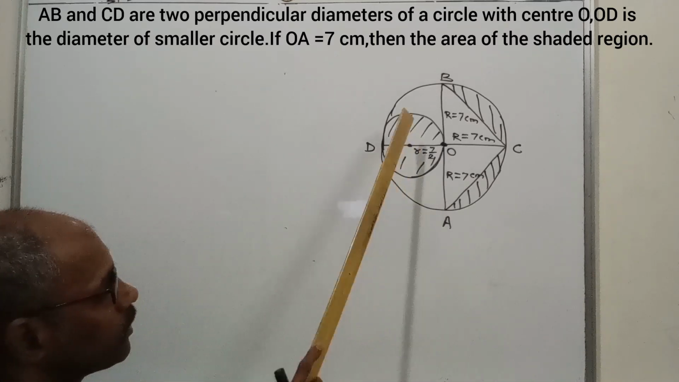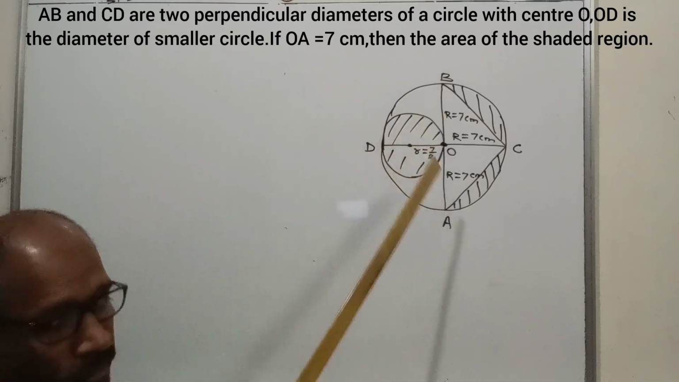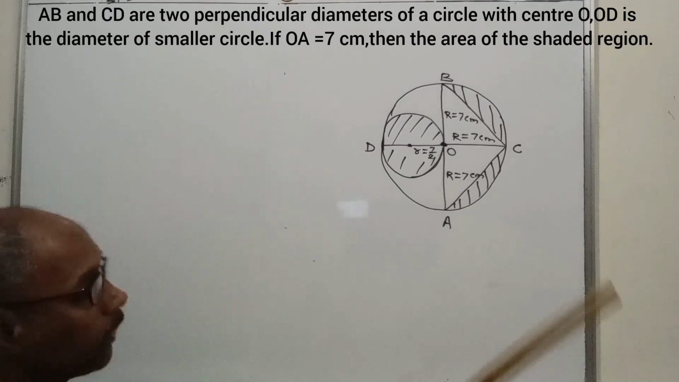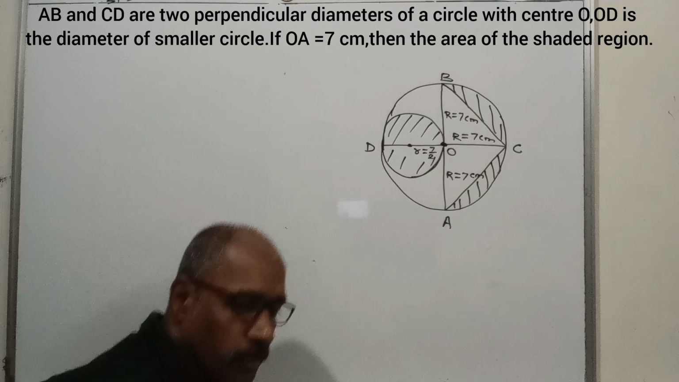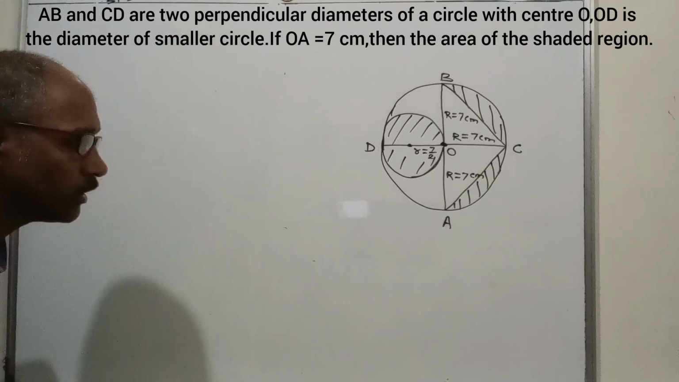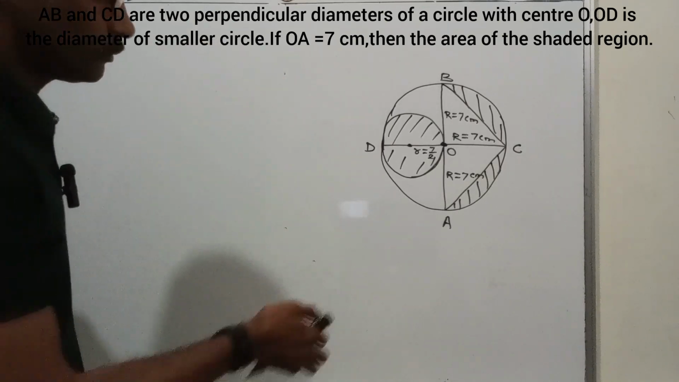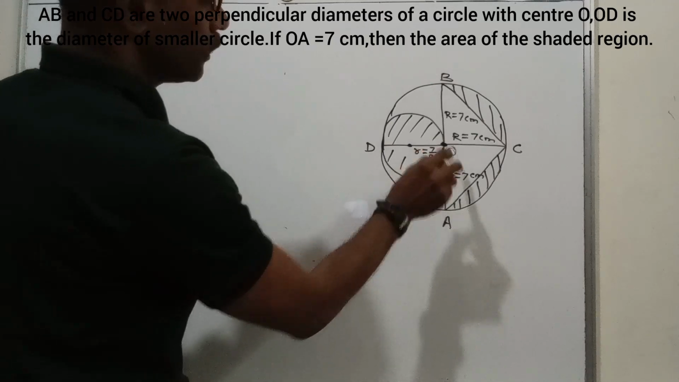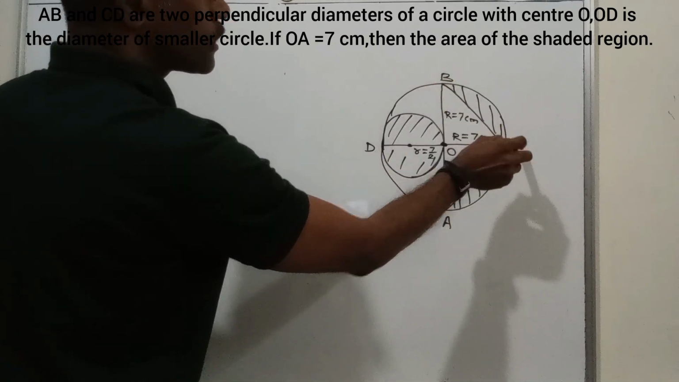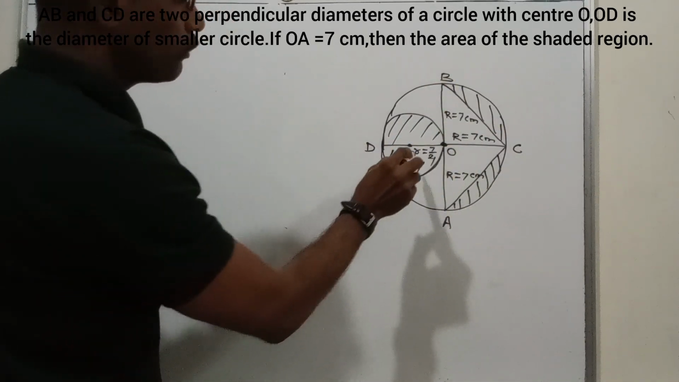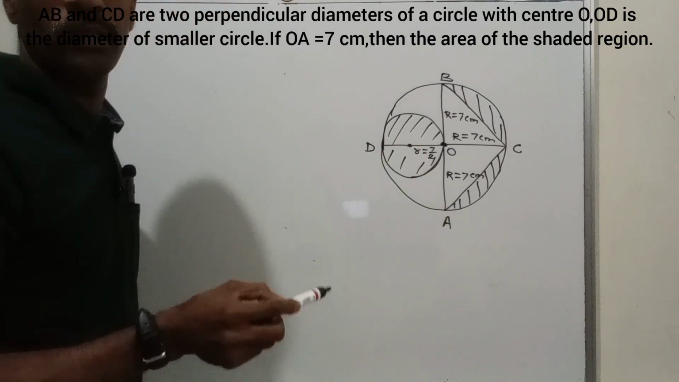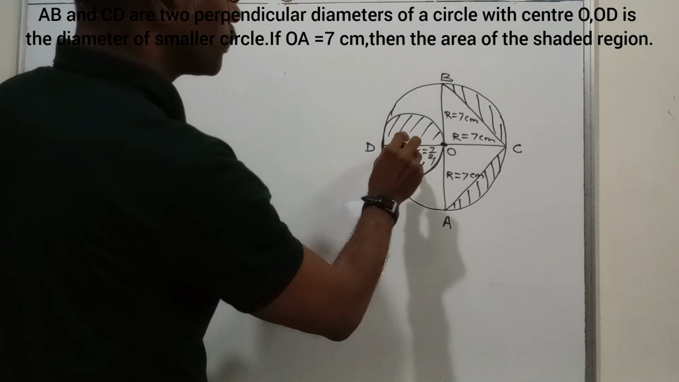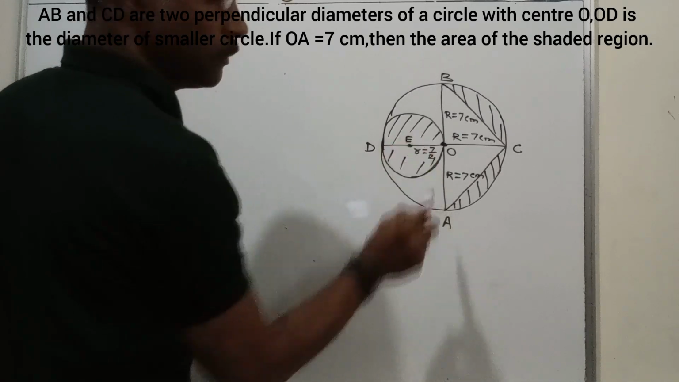Finding the area of the shaded region means this smaller circle is also shaded, and this part and this part. Here we have been given A, B, C, D and O, but we don't know the center of the smaller circle, so we write E here.